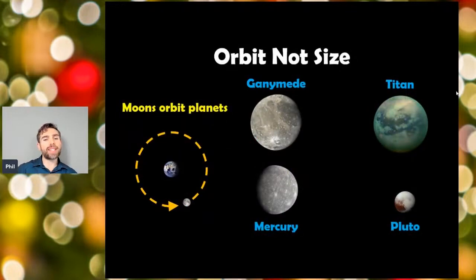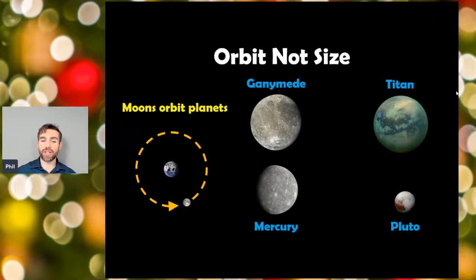And a moon isn't defined necessarily by its size. So when we think of a moon, we may think that moons are going to be fairly small because they're orbiting a planet, but that's not necessarily the case. So I've got some examples here. We've got Ganymede, which is actually the largest moon in our solar system and orbits Jupiter. You've got Titan, which is a moon that orbits Saturn and it has a very significant atmosphere. Those are two very large moons.